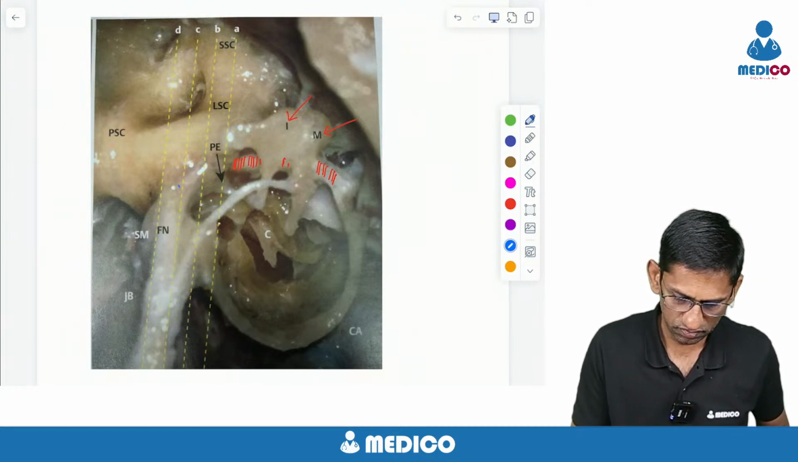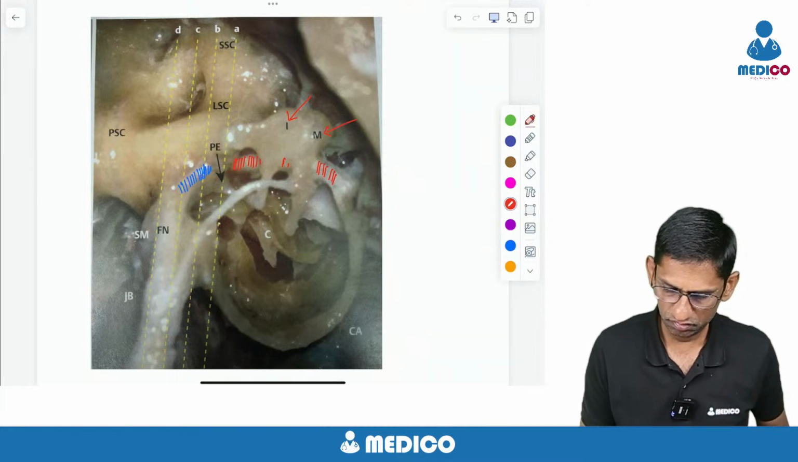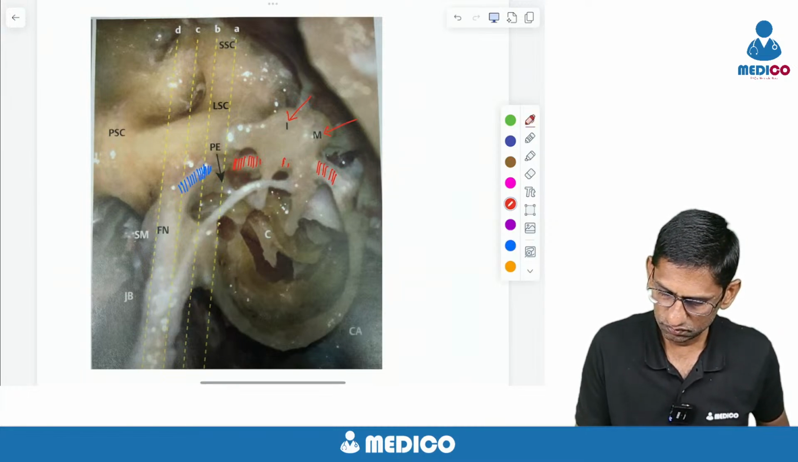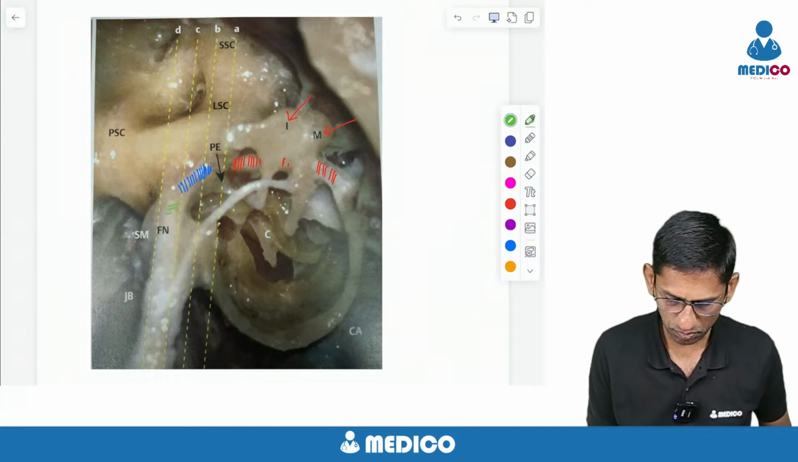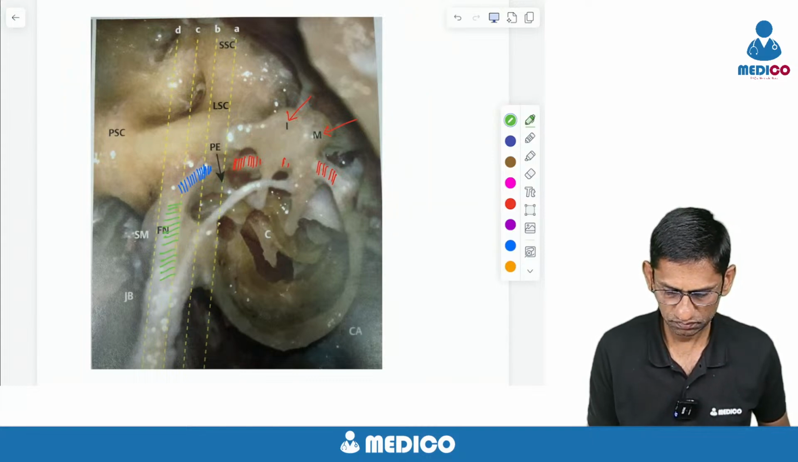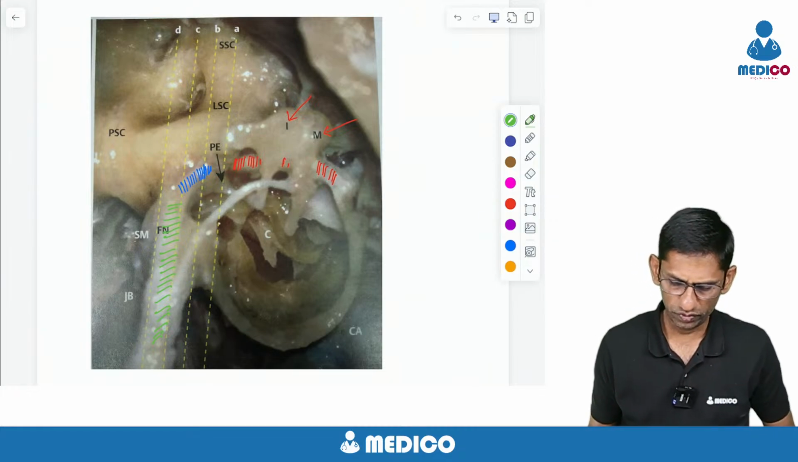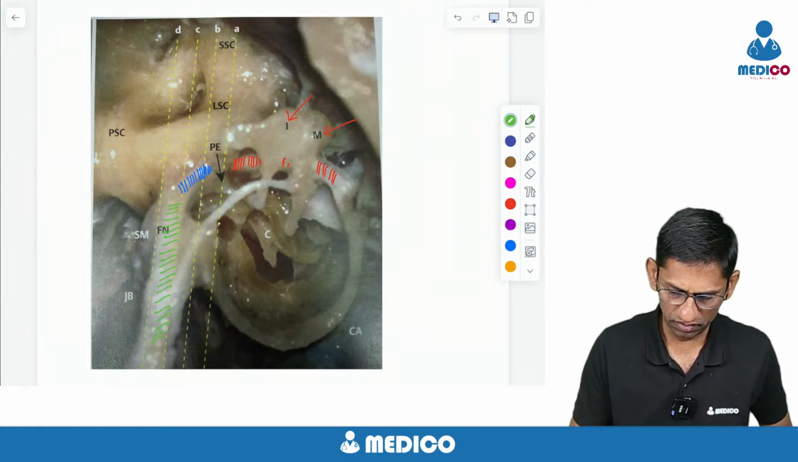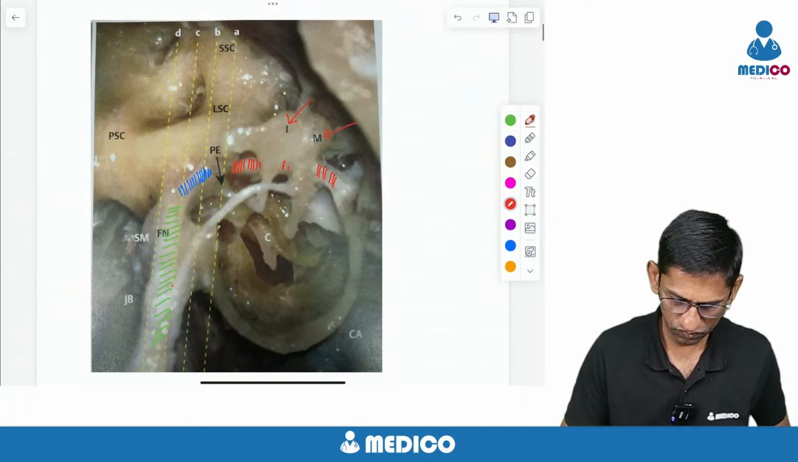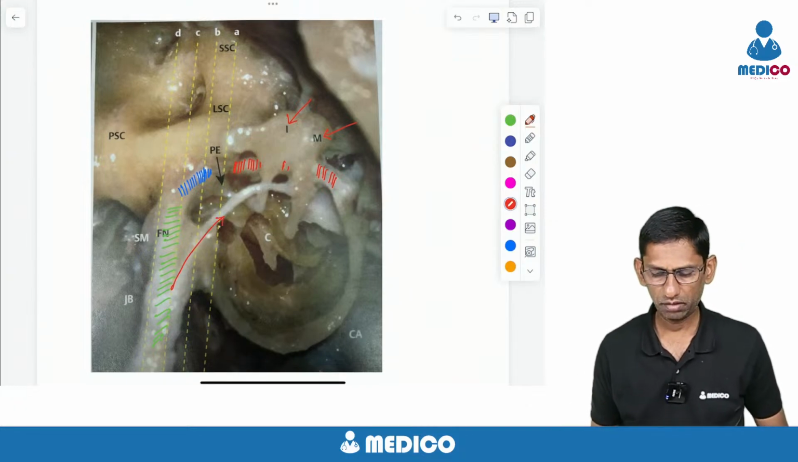And second genu of the facial nerve. Again, the vertical part of the facial nerve. So these are the parts of the facial nerve. So with this, we can very clearly say, and this is a chorda tympani. This is a chorda tympani branch.